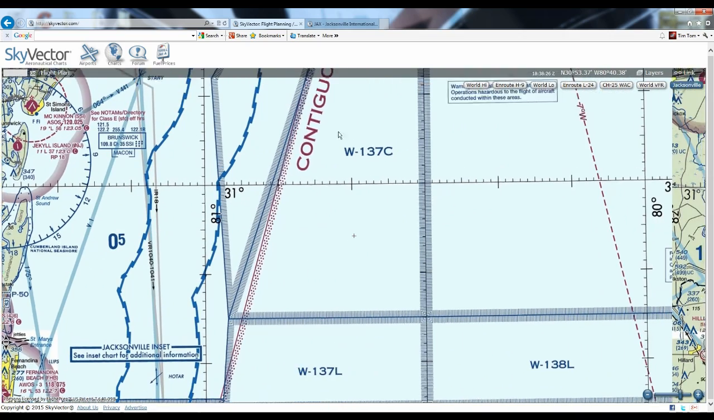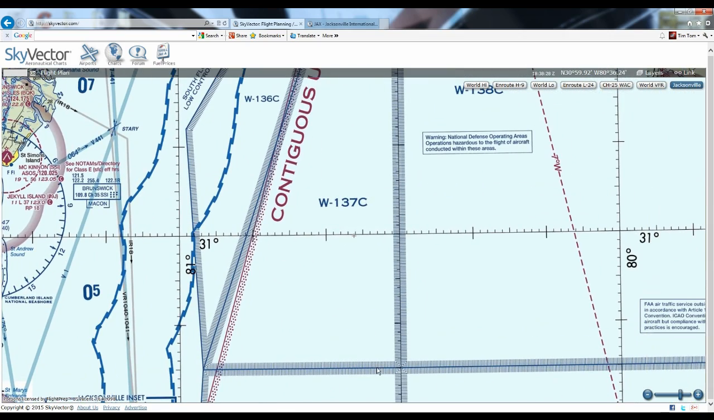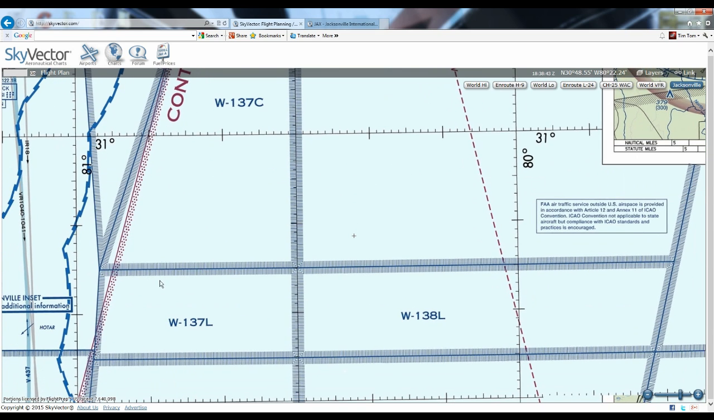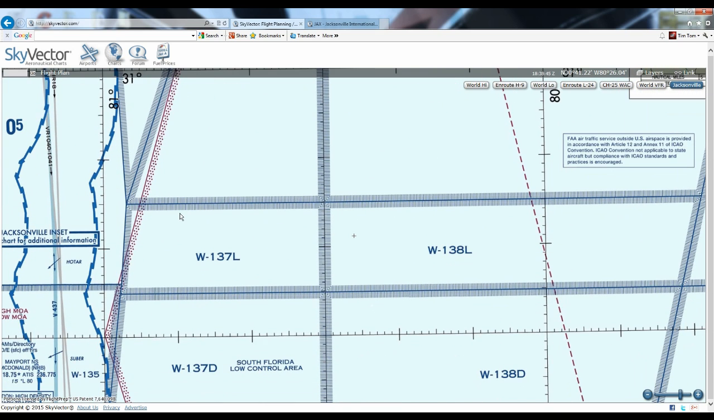Over here we have warning areas. We see warning areas are depicted as blue lines with hashes going towards the airspace. If you can see this blue line here, the hashes point inside to the airspace. So what this indicates is a warning area. What is a warning area?